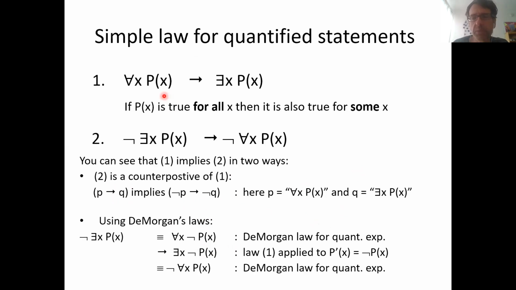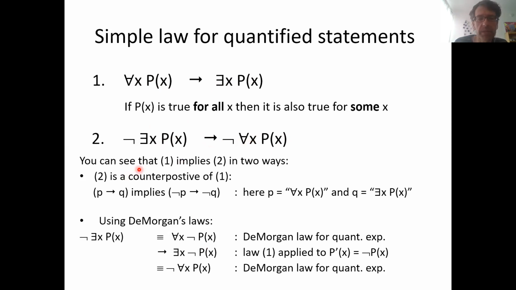Here's an even simpler law for quantified statements. If somebody says for all x some predicate holds, then it implies that there exists an x where the predicate holds, right? And likewise, if it is not true that there exists an argument that satisfies the predicate, then it's also true that this predicate is definitely not true for all.